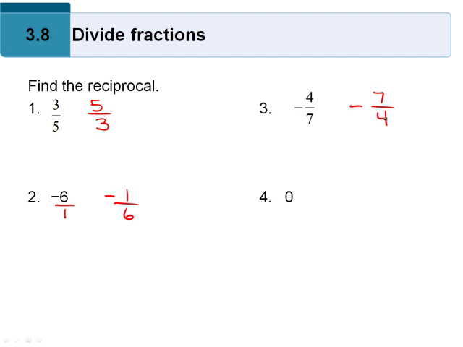Now 0, look at this. Technically you could put this over 1, but if you try to write 1 over 0, remember you can't divide by 0. That's undefined. So the answer here is there is none. 0 is the only number that does not have a reciprocal.